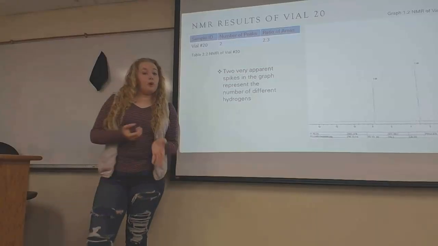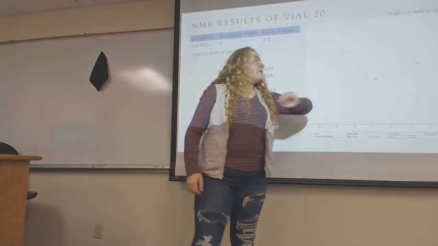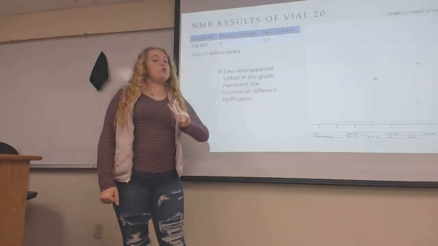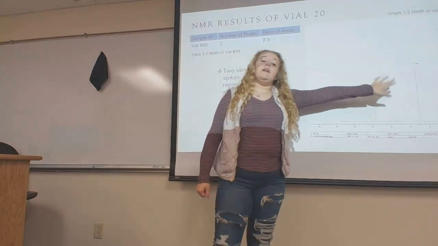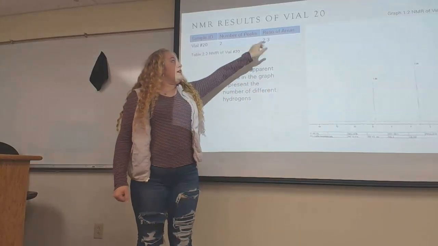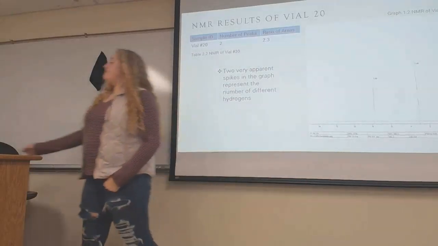These are the NMR results for vial 20. Obviously, you can see there are 2 peaks present on the graph. That means there are 2 peaks that we should put in here, and there are 2 types of hydrogen. The area under this first one here is 1, and the area under the second one is 1.5. So when we were trying to calculate the ratio of areas, we doubled them, so we could be dealing with whole numbers.